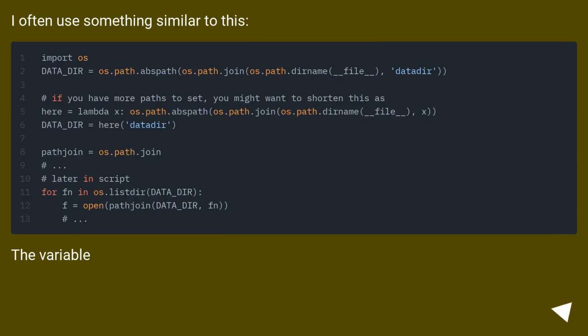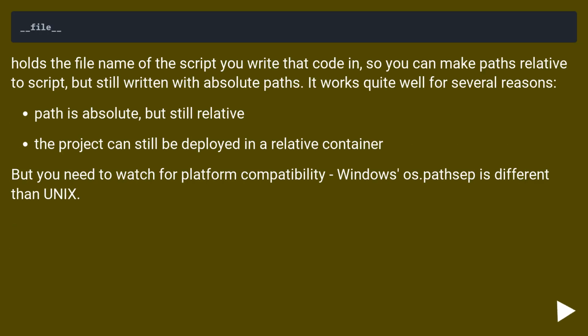I often use something similar to this. The variable holds the file name of the script you write that code in, so you can make paths relative to the script, but still written with absolute paths.